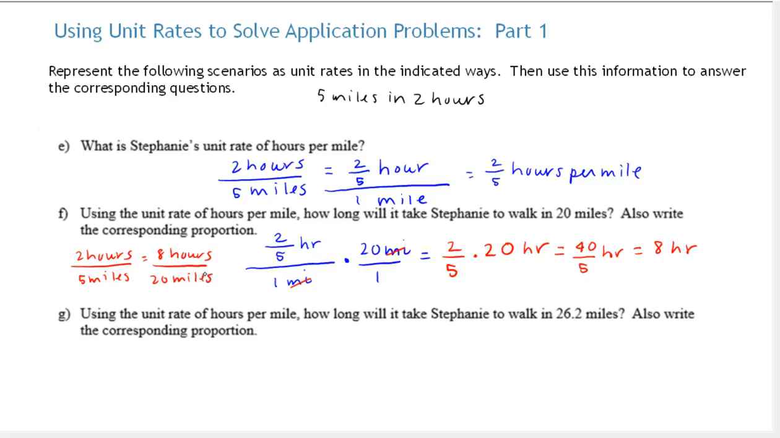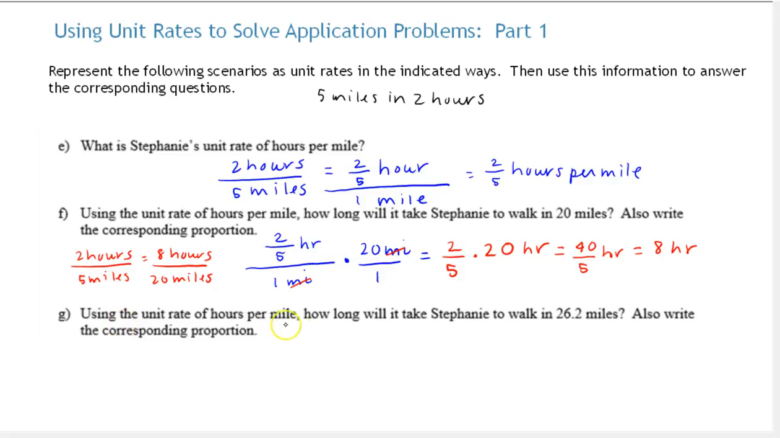Okay. And notice I chose not to use this messy looking unit rate when I set up the proportion. It was nicer to have whole numbers. But notice there's not one corresponding proportion. There are many, and this is one way to write it that's a little bit more simple. And notice 20 miles is 4 times as large as 5 miles. 8 hours is 4 times as large as 2 hours.